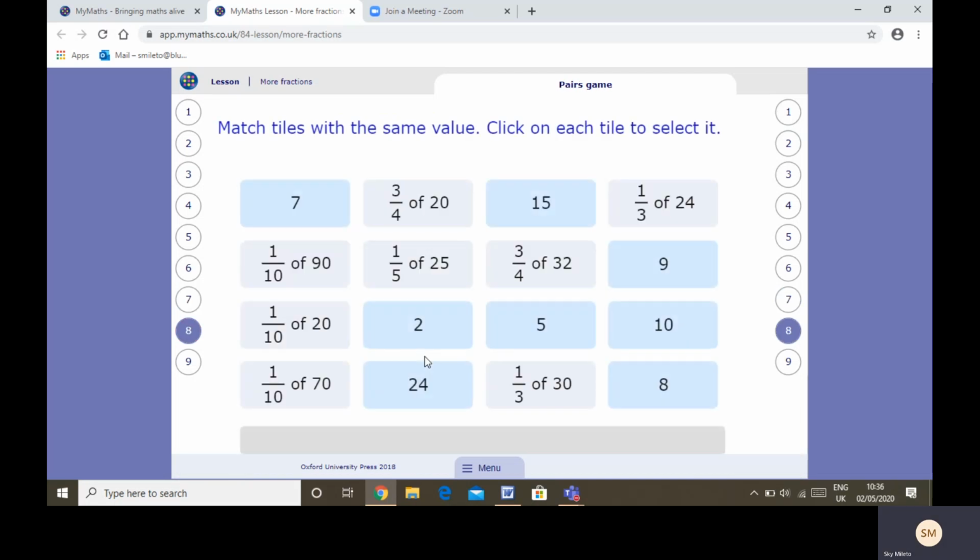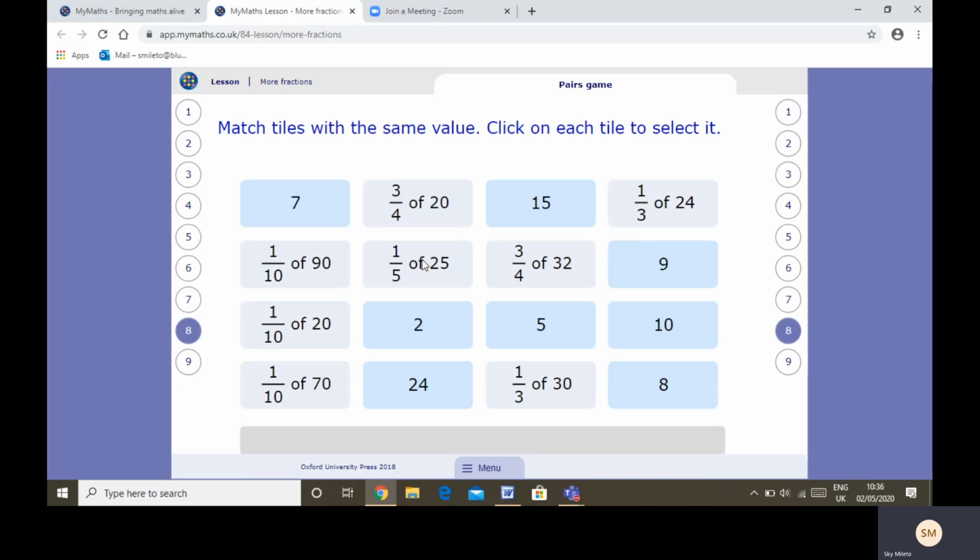Game 8 is to match the tiles with the same value. Okay, now this one is a little bit tricky. Okay, so I'm going to do this whole one with us. So it's asking for 1/10 of 70. Okay, 1/10 of 20. All of these are one part of a number.